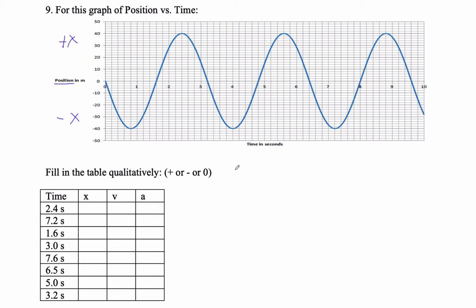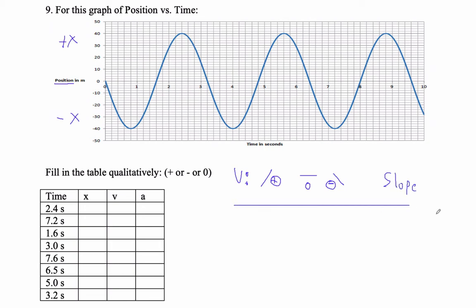Velocity: anything that's sloped up like that is positive velocity, because the slope of this graph is velocity. If it's flat like that, that's zero, and if it's sloped like this, it's negative. So the concept here is slope.